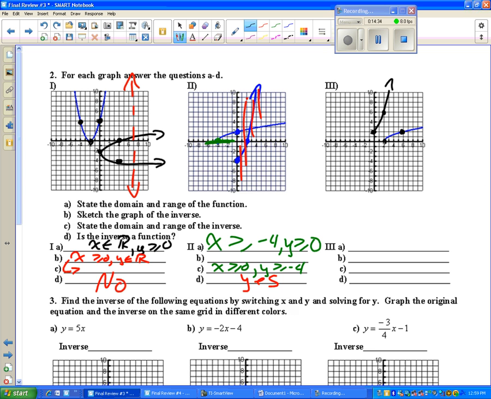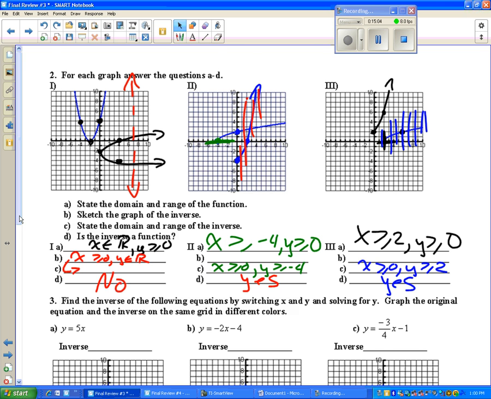My domain, well, my x's are greater than or equal to this x coordinate right here, so greater than or equal to 2. My y's are greater than or equal to this y coordinate here, 0. I already graphed it. My domain and range for the inverse switch. So x's are greater than or equal to 0. Y is greater than or equal to 2. Is this a function? Does this pass a vertical line test? The answer is yes.